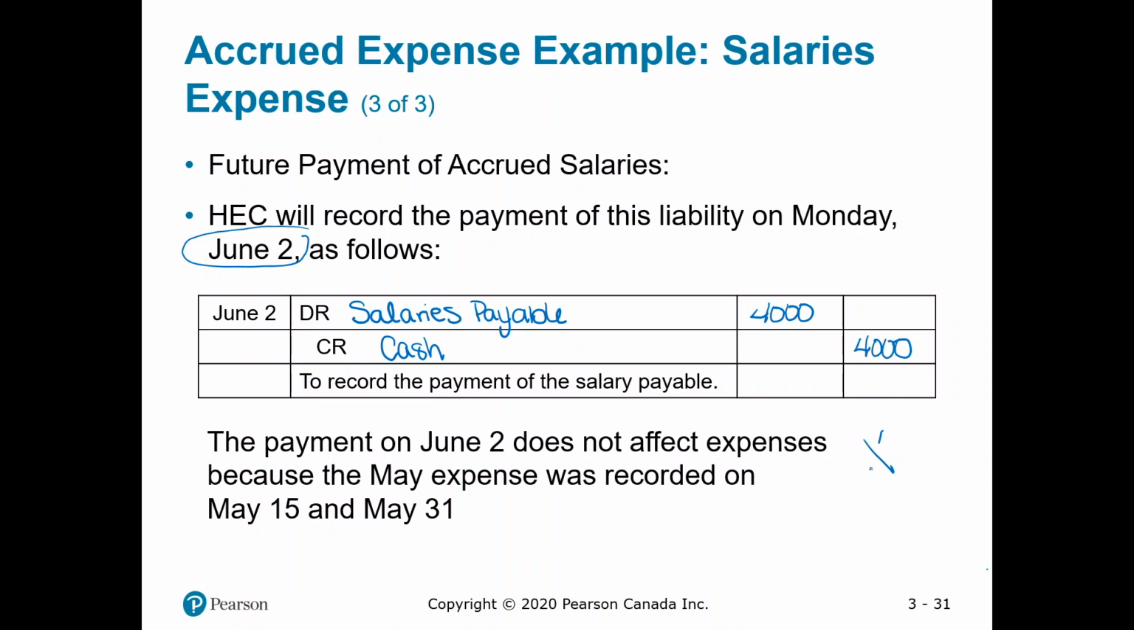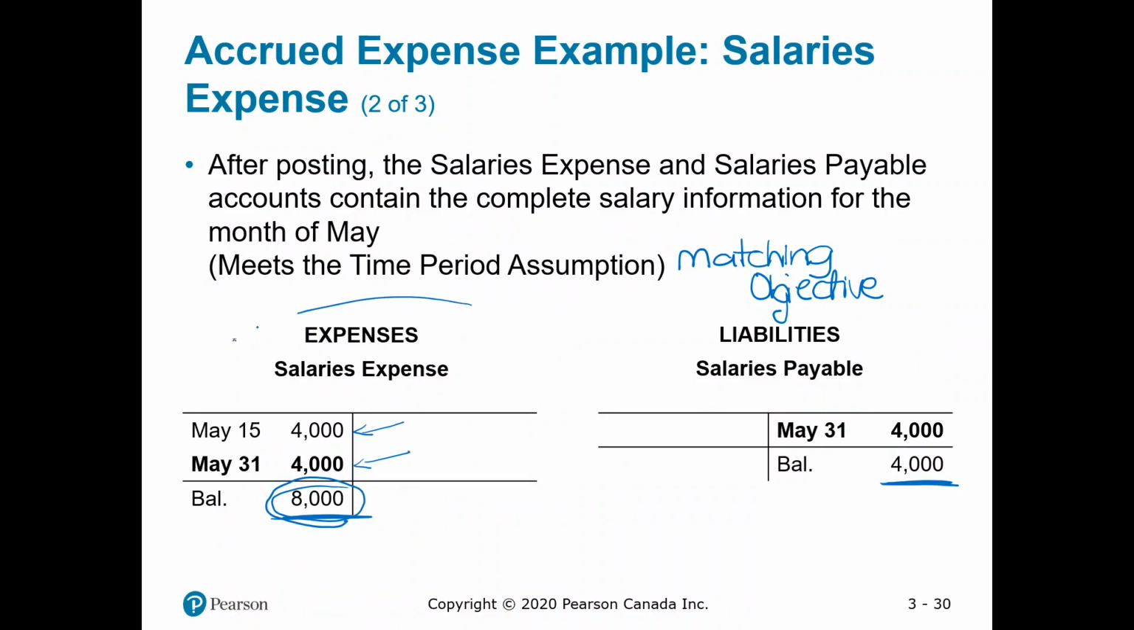So it says here, and this is really important to note, that the payment on this date doesn't impact expenses because this payment is a May expense and we've already recorded the full amount. So instead, we're just getting rid of this salaries payable. We're getting that down to zero because we don't owe them anything anymore. We will now owe them that amount on their next paycheck in June, and we'll book new entries for that.